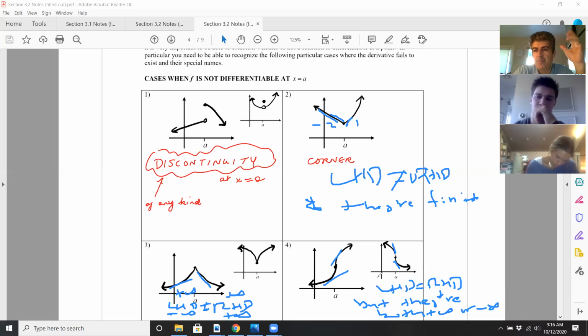So that's how you can, pun intended, differentiate among these different classifications for differentiability. I know I use differentiate in a different way, right? It has multiple meanings.